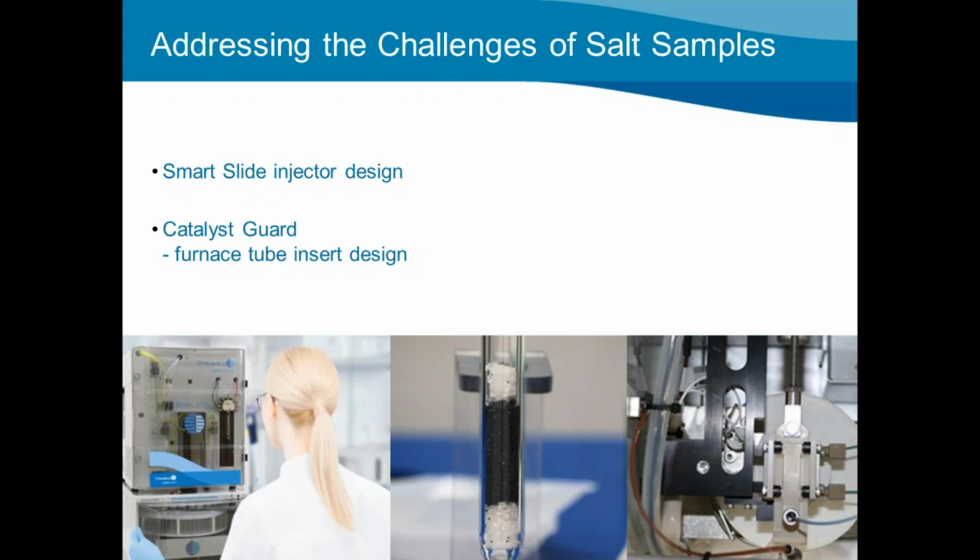The Model 1080 combustion TOC incorporates unique design features that help to mitigate the challenges that are faced in the determination of TOC and salt-containing samples. The two features that primarily address this issue are the Smart Slide Injector and the Catalyst Guard. In the pictures here, you can just barely see the catalyst guard tube at the top of our combustion tube, and this is looking down on top of the furnace and our cap and a smart slide injector.